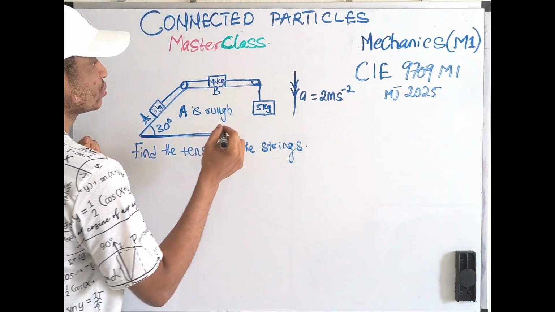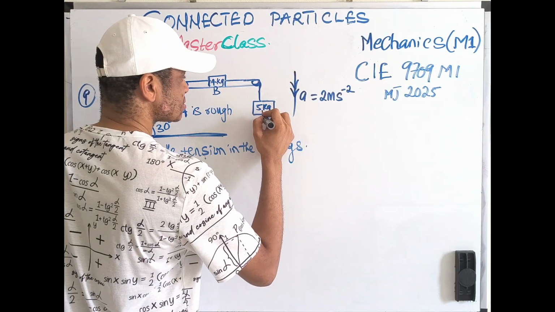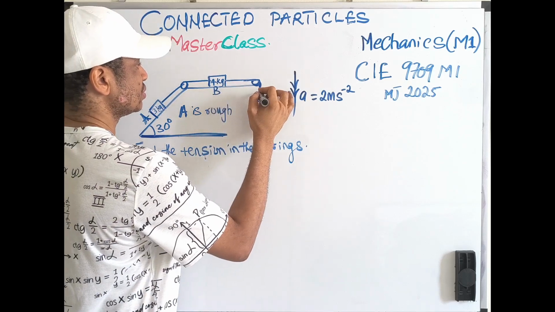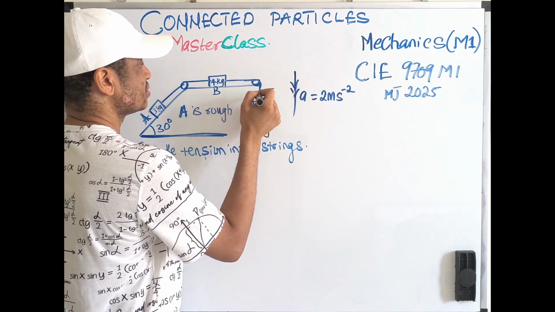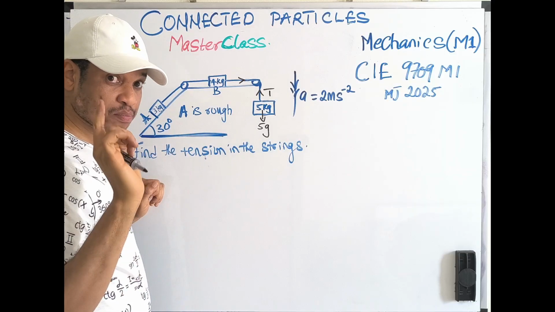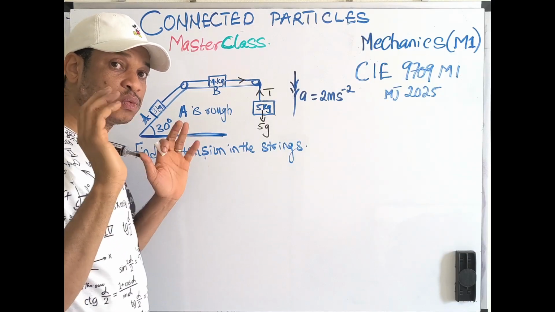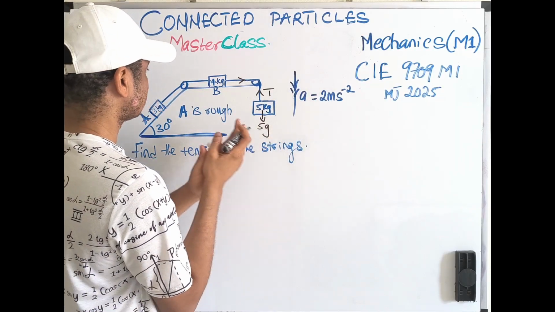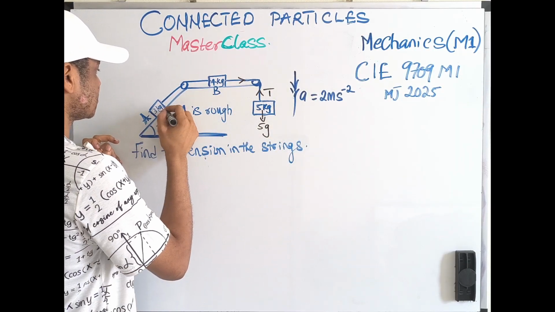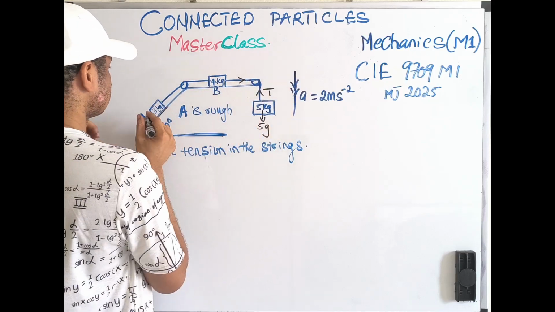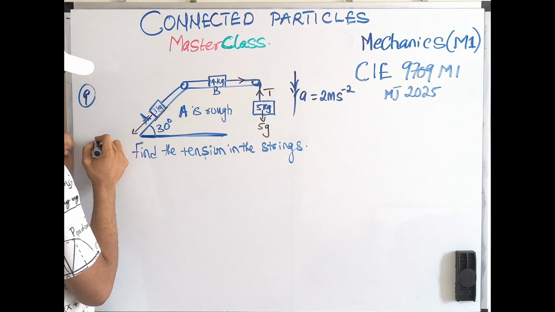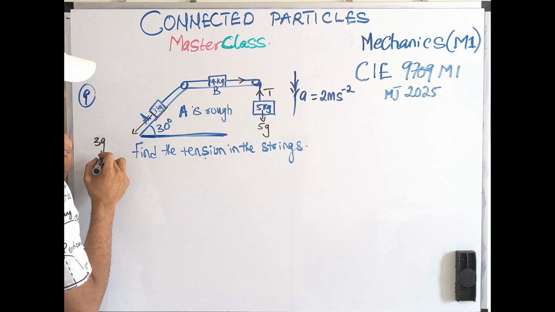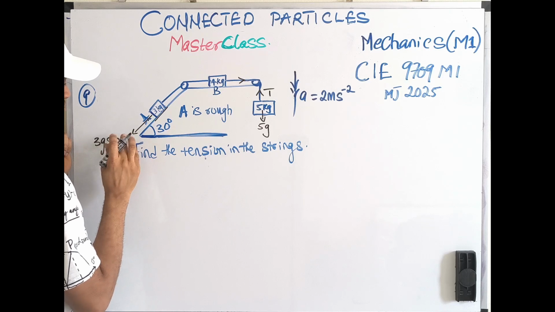Like we did in our previous video, we're going to call this 5G. So this is T. If you don't know how, check my bio, you'll see the videos; they are well described. They told us this particle is accelerating down. Then there's a rough surface here, so this goes like this. Remember, this is 3G sine theta, or sine 30.